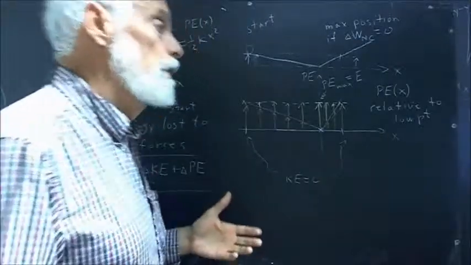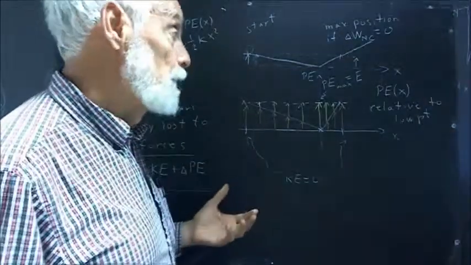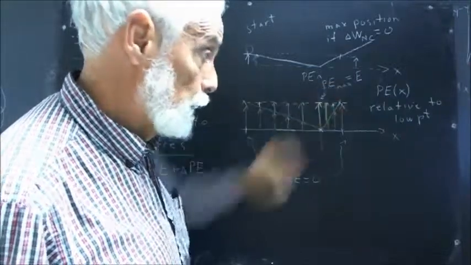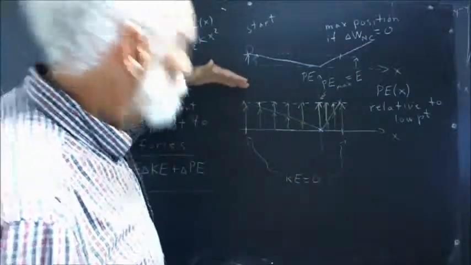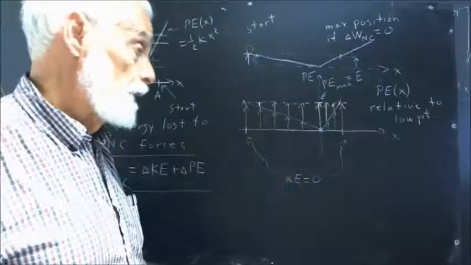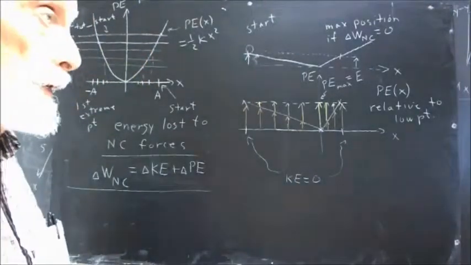Which leads us to the very intuitive conclusion that the object has to speed up when it goes down this incline and slow down when it goes up this one. Did I say up? Speeds up when it goes down this incline, slows down when it goes up this one. We'll get that directly out of the energy analysis, and then we can test it. And of course, it works out just as we expect.